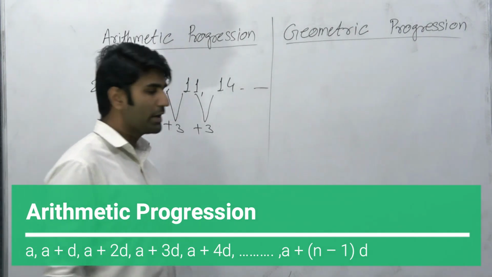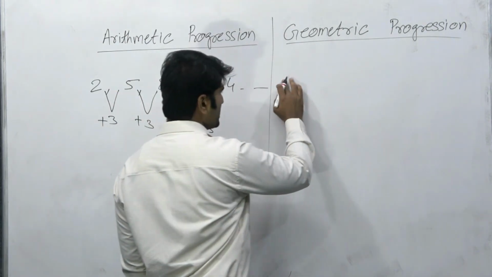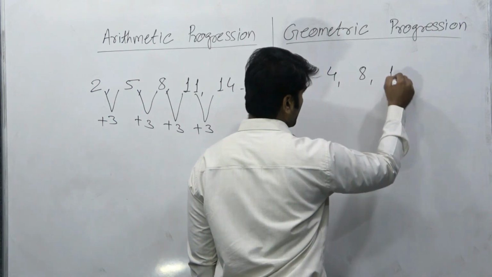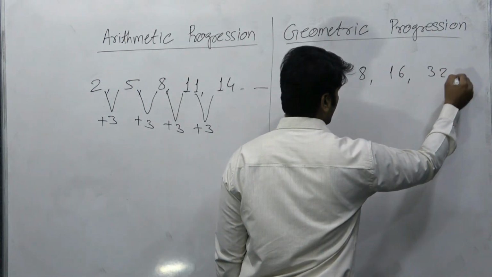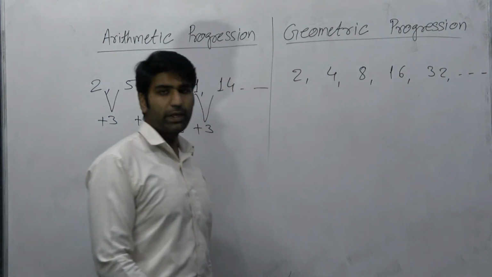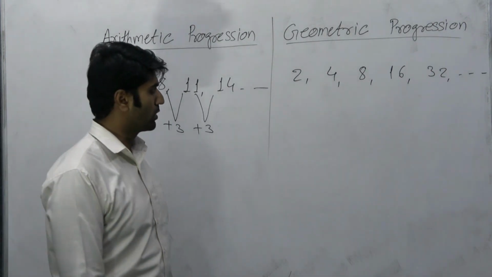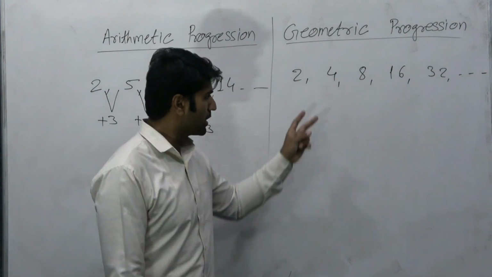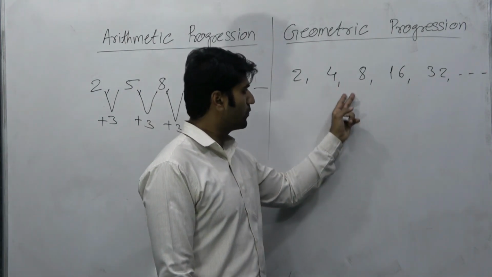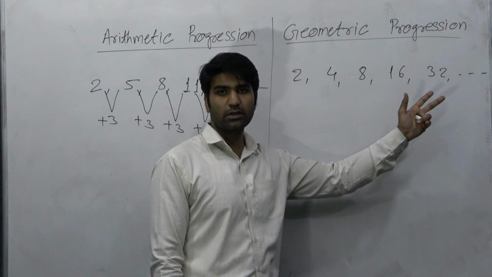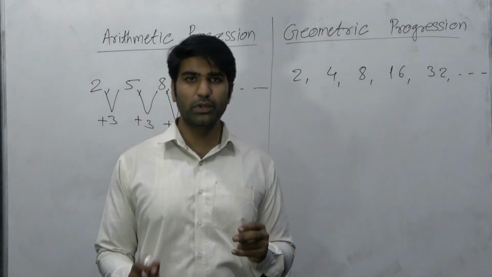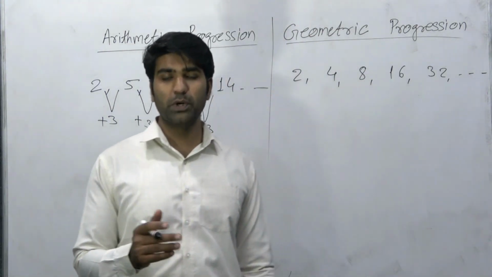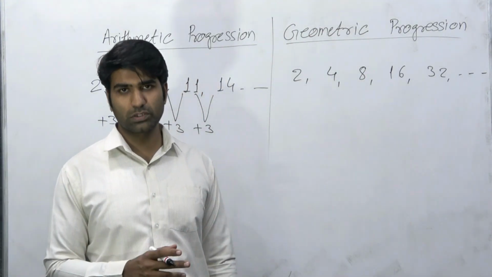And in geometric series, the series is like this. 2, 4, 8, 16, 32 and so on. So if we check, the difference is not constant. Here is the difference of 2, then 4, then 8, then 16. So the difference between any two consecutive numbers is not constant. There is a ratio between any two consecutive numbers that is constant.